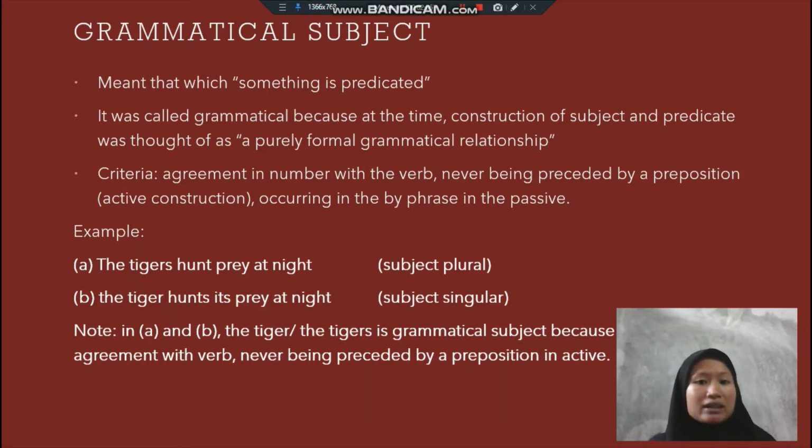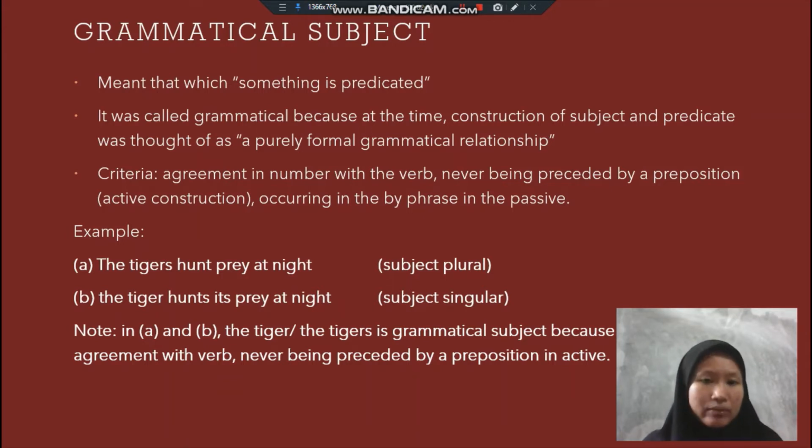It was called grammatical because at the time the construction of subject and predicate was thought of as a purely formal grammatical relationship, or it depends on the structure of a sentence. So there are some criteria of grammatical subject. The first is it always has agreement in number with the verb. The second is it is never preceded by any preposition in active construction. And the last is occurring in the by phrase in the passive construction.